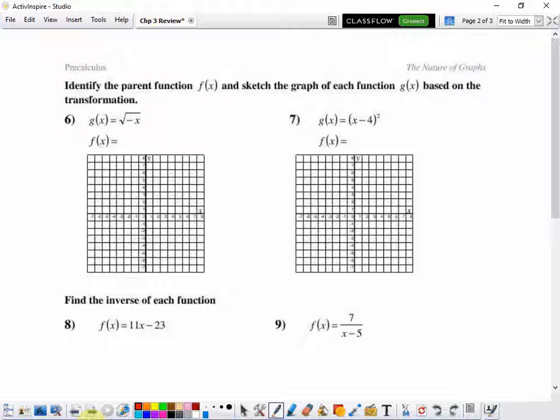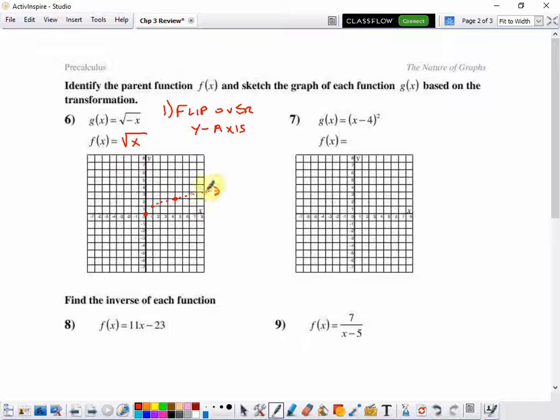Identify the parent function. The square root of the opposite of x, the parent function, will be the square root of x. And what that looks like is the square root of 0 is 0, square root of 1 is 1, square root of 4 is 2, square root of 9 is 3. So this is what the parent function looks like. But there's multiplying by a negative inside, which means a horizontal reflection or flip over the y-axis.